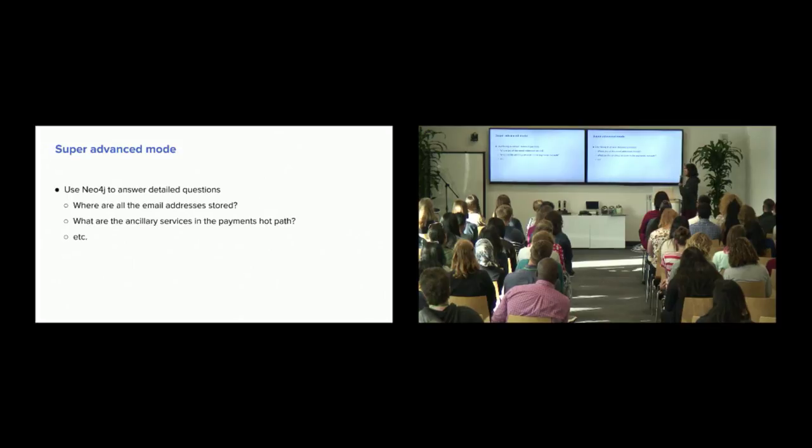And stuff like that. You can also start doing queries like, what are all of the related paths that might be near the hot paths that I care about? Like, for example, the payments hot path. Do those services have a chance to influence the hot path in some way?